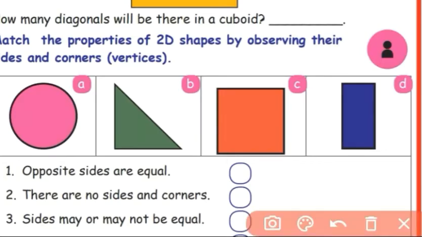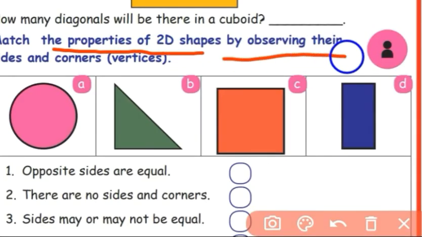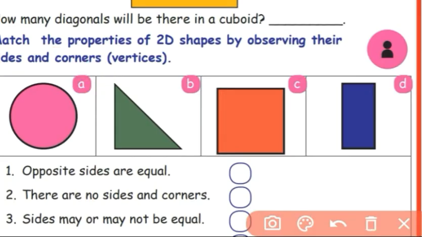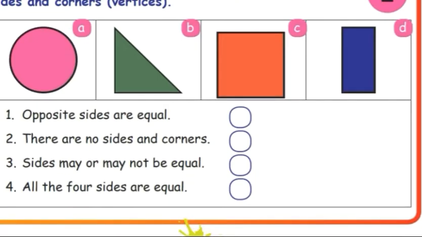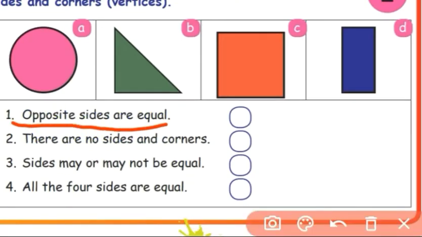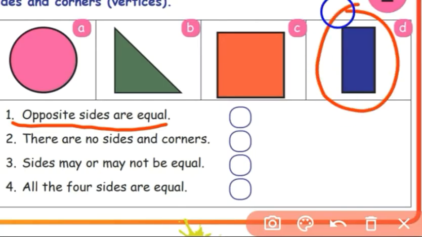Next, match the properties of 2D shapes by observing their sides and corners or vertices. See, they have given 4 pictures here. You have to match. See, opposite sides are equal. Which of these images has opposite sides equal? It's a rectangle. In a rectangle, opposite sides are equal. So, you have to write here D.